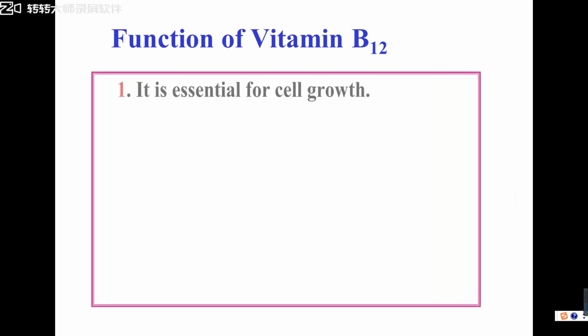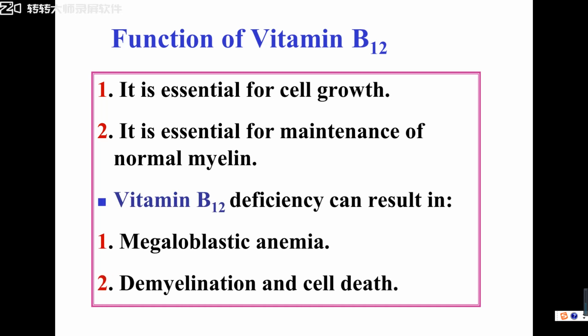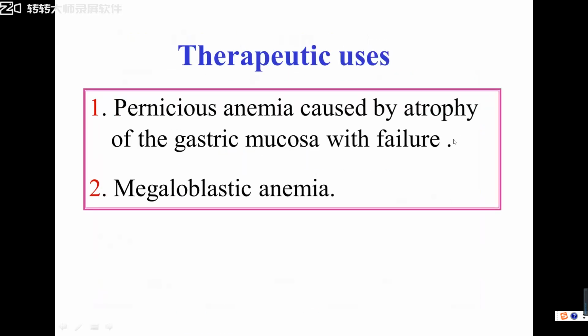Vitamin B12 is essential for cell growth and for maintenance of normal myelin. Vitamin B12 deficiency can result in myeloblastic anemia, so, as we mentioned, we use folic acid co-administered with vitamin B12. It is also used to treat demyelination and cell death. Okay. Clinically, vitamin B12 is used for myeloblastic anemia and also for pernicious anemia caused by atrophy of the gastric mucosa.